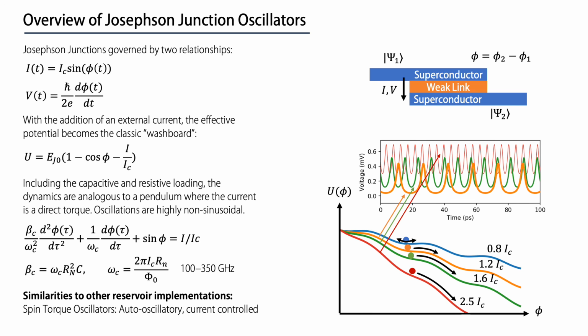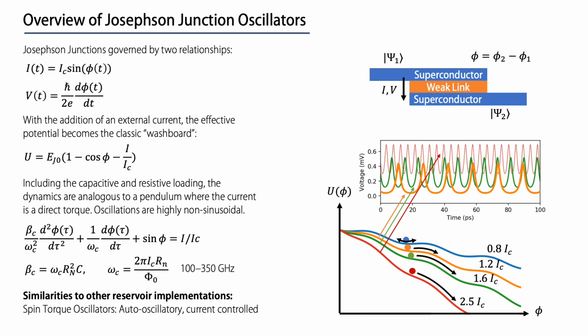Before going into specifics about our architecture, we give a brief overview of Josephson junction-based oscillators. A Josephson junction, shown on the top right of this slide, consists of two superconducting regions coupled by a weak link. We speak about the phase phi, which is the difference of the superconducting phases on either side of the weak link. The current and the voltage of the Josephson junction are given by these two relationships shown by the first two equations on this slide. With the addition of an external current, I, the effective potential becomes a classic washboard, which is shown on the bottom right of the slide.